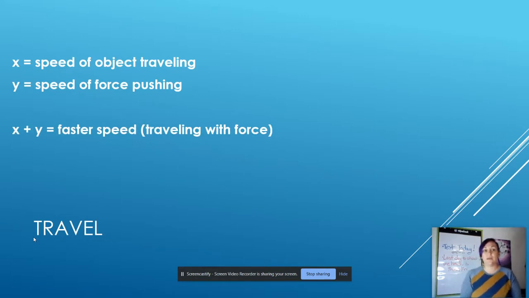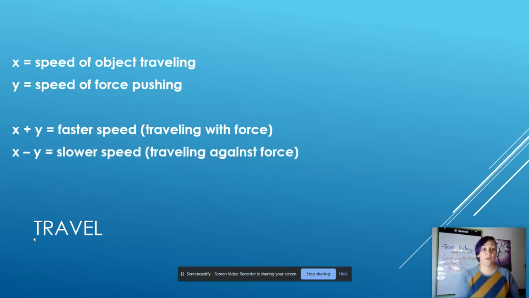One of them will be x plus y, and that should equal the faster number because that means that the airplane is flying with the wind and the wind is pushing it and making it go faster. So x plus y equals the faster speed. And then your second equation would be the opposite, where the wind is pushing you back. So that would be x minus y. So you're flying in your plane and the wind is pushing you back. It's not actually pushing you back, but it's making you go slower. And so that one would equal the slower speed.